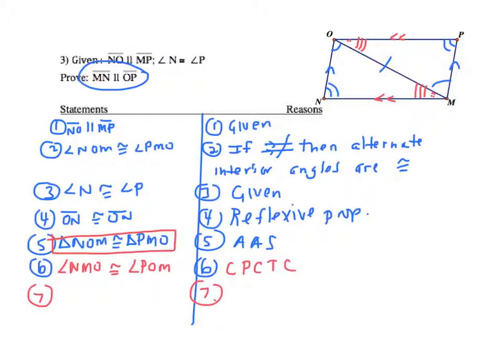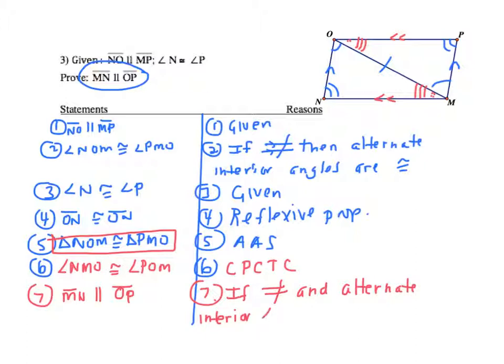Finally, in step 7, we get to make our final conclusion that MN is parallel to line segment OP. Right, this reason is a little different than reason 2. We say if two lines are cut by a transversal, we're trying to prove that the lines are parallel, so don't say that they're parallel at this point. If two lines are cut by a transversal and alternate interior angles are congruent, then the lines are parallel.